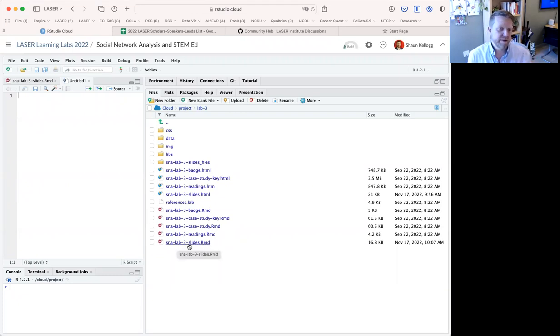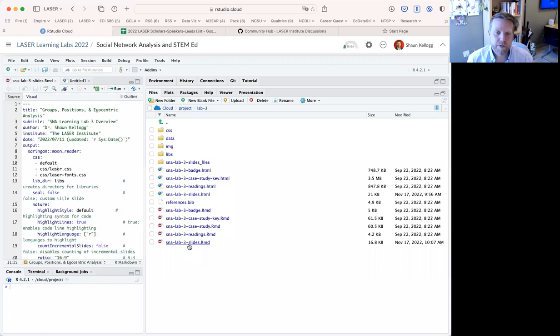R Markdown files, just to jog your memory from the summer, are text documents that you can turn into a whole mess of things. You can turn them into slideshows, interactive web documents, dashboards, handouts, a whole mess of things you can do with R Markdown, which is super nice.